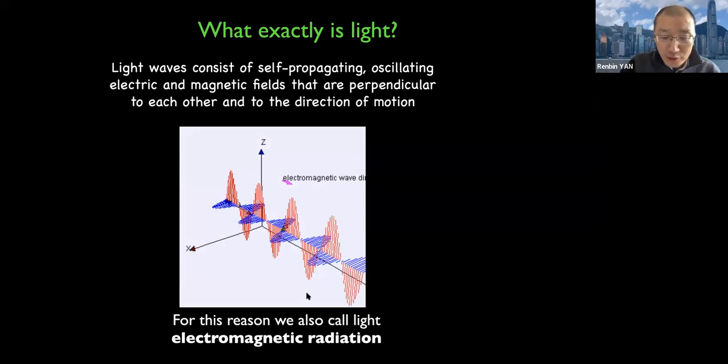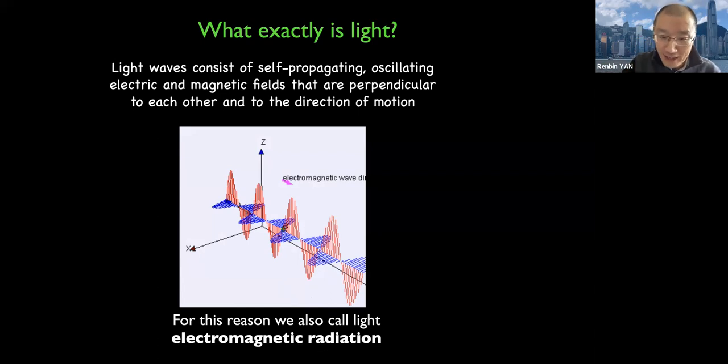So this is kind of pretty tough physics. You don't have to fully understand why a changing electric field will generate a magnetic field or vice versa. All you need to remember is that light is electromagnetic radiation. And what is light? Light is actually a changing electromagnetic field that is propagating in space.